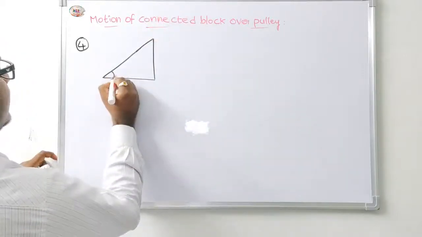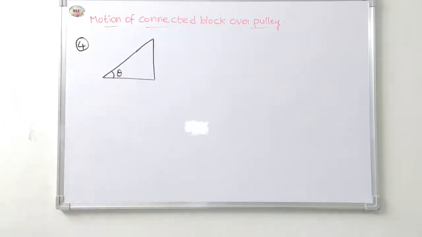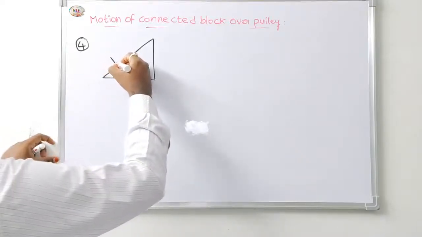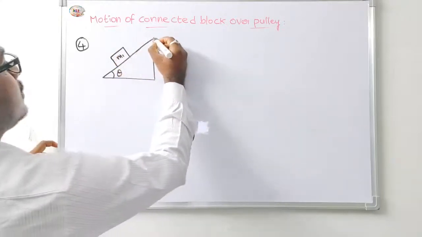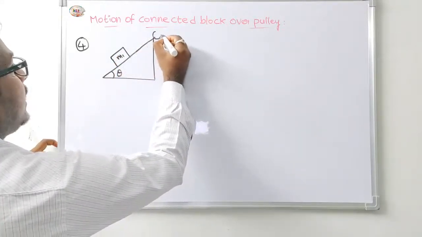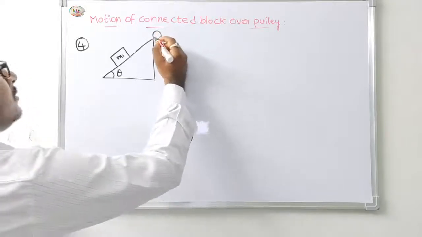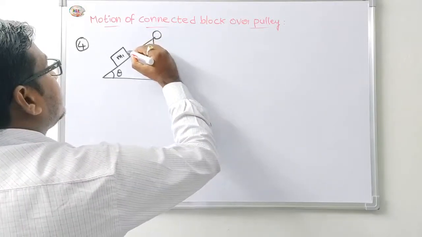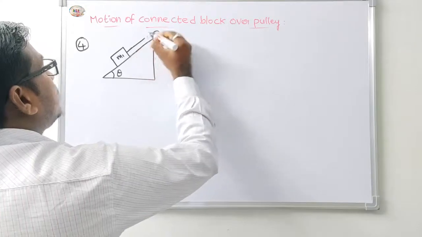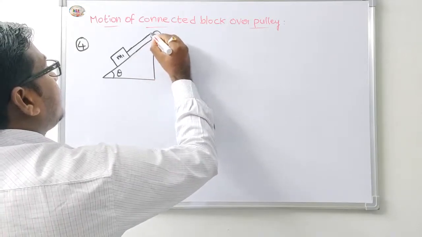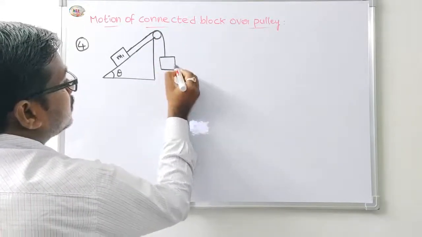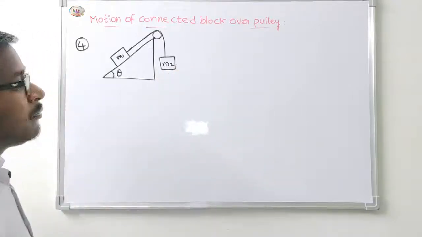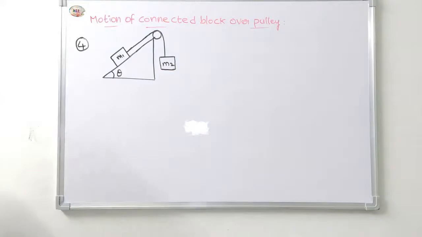So, an inclined plane making an angle theta, a block of mass m1 is placed on it. The end of the inclined plane is fixed to a pulley, and a string connects the m1 and m2 blocks.